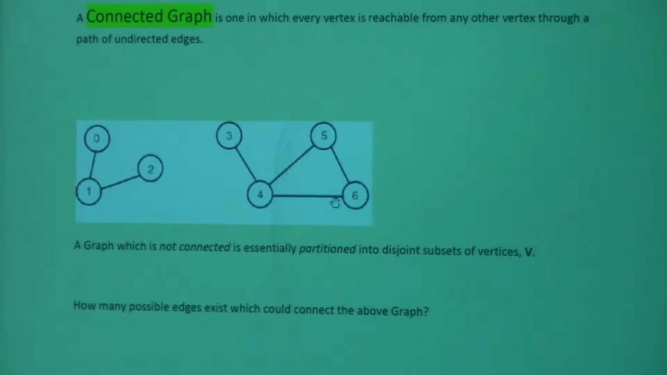So my question to you is, how many possible edges exist that would connect the graph? How many different edges could I add into this graph that would connect it? 12. Because I have 3 choices. Any one of these 3 could be connected to any one of these 4. For example, if I connect 1 to 6, I've connected it. Because now I can go everywhere.